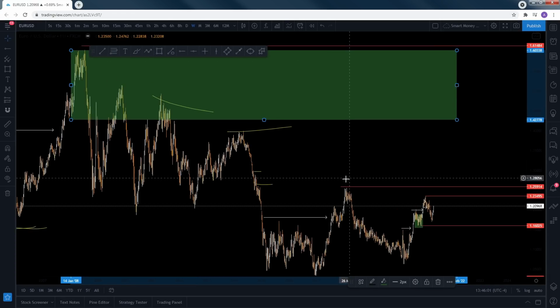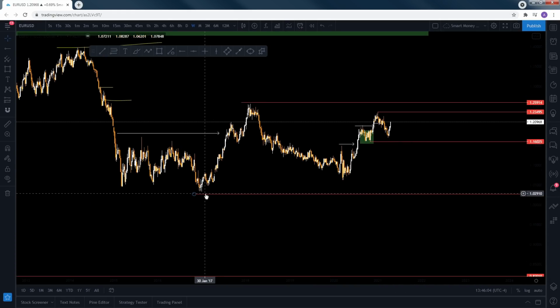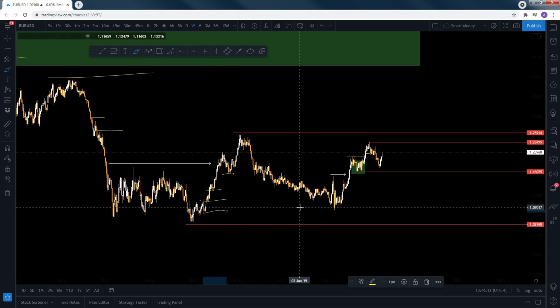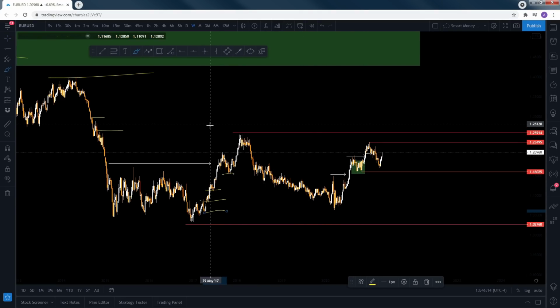Now, inside of this last range, from this low to this high, we can say that the target for this push is going to be this high. Price has already grabbed liquidity below each one of these lows, as we explained earlier, and now it's heading towards the external liquidity, which is going to be above this high.